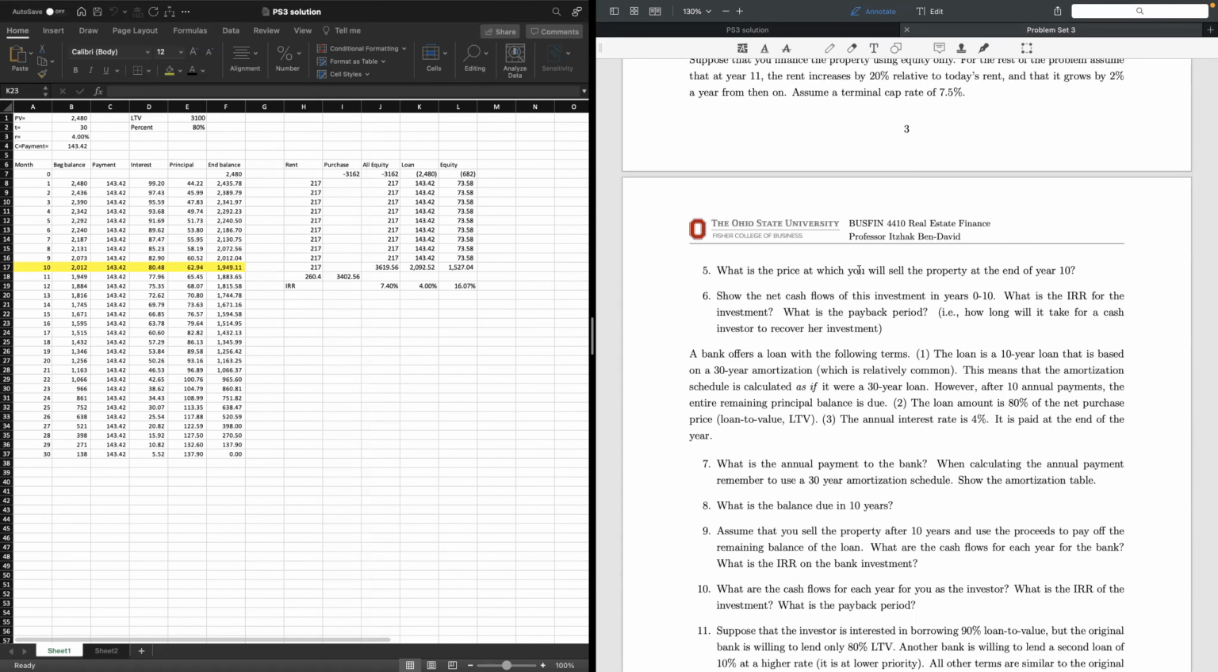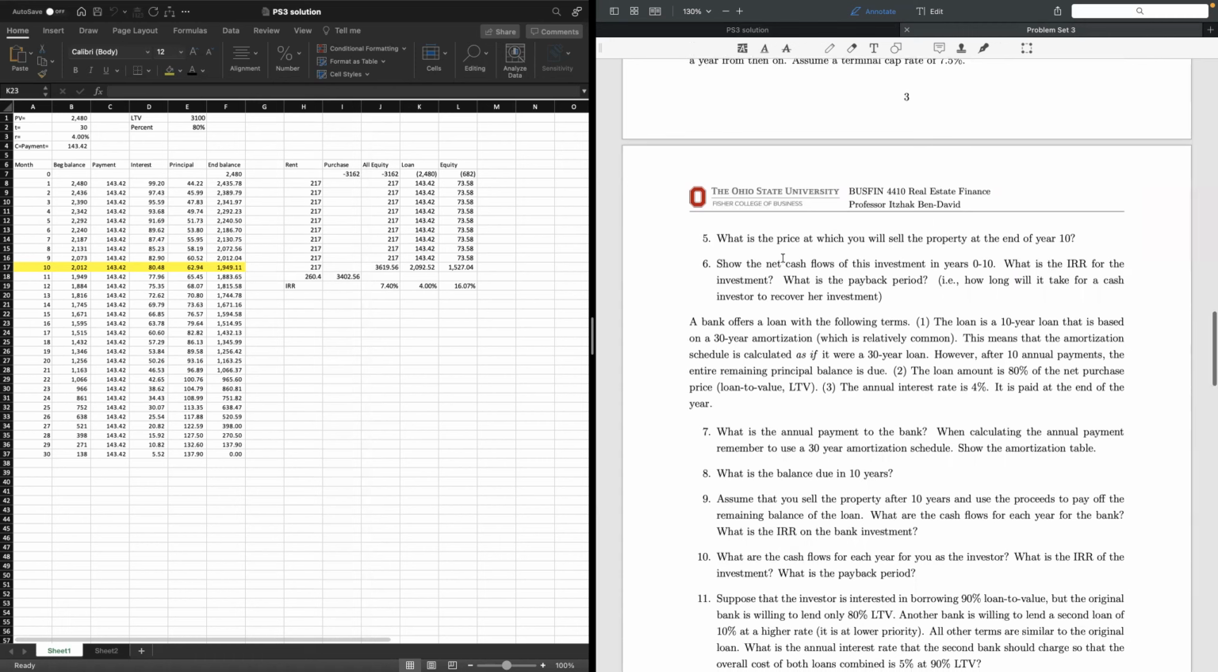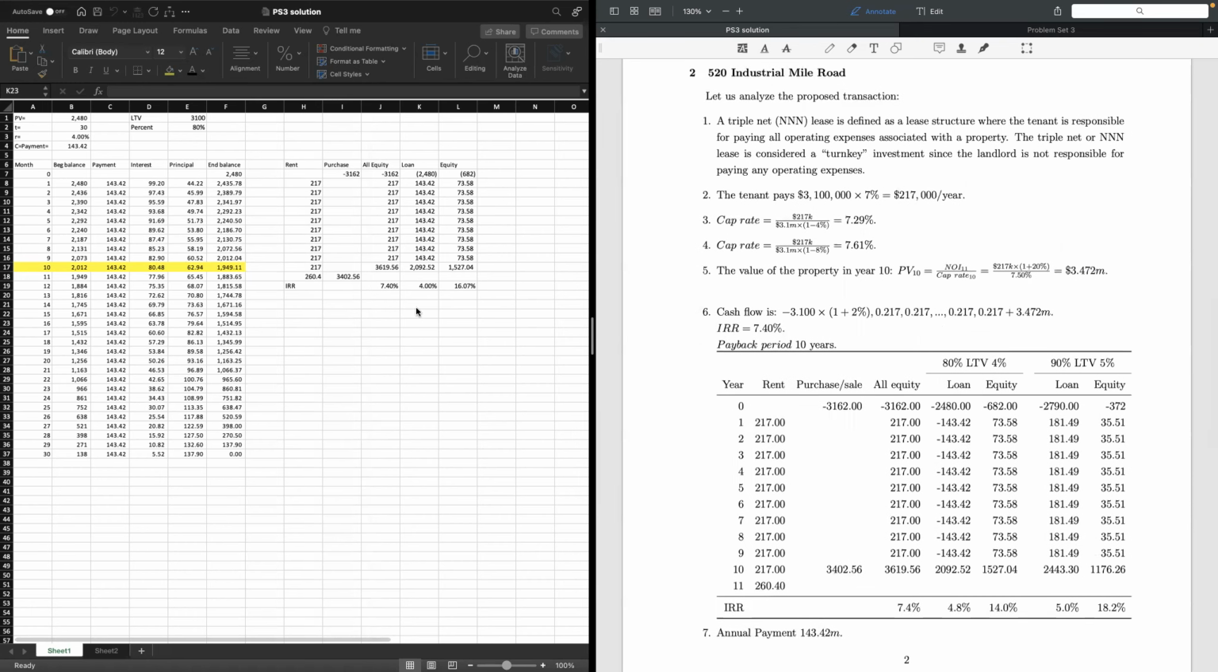And question 6, show the net cash flow of the investment in year 0 to 10, and what is the IRR, what is the payback period? How long will it take for the investor to recover her investment? So please look at the left-hand side. This is the all equity case. Let me explain where the numbers come from.